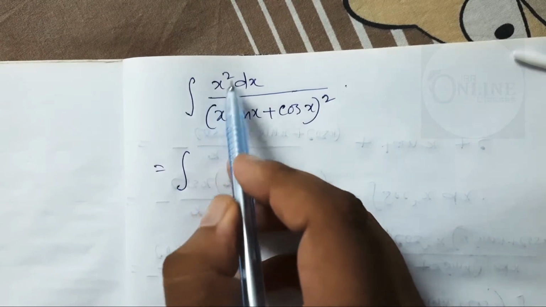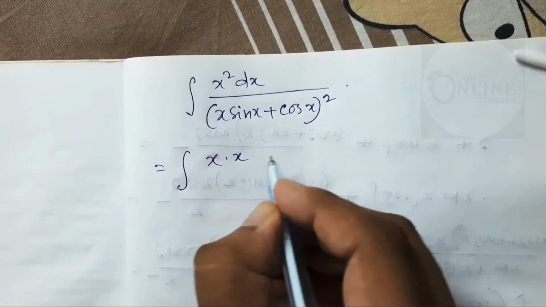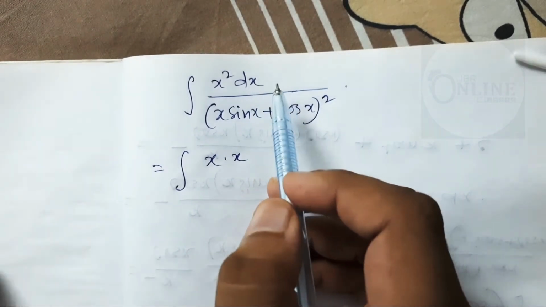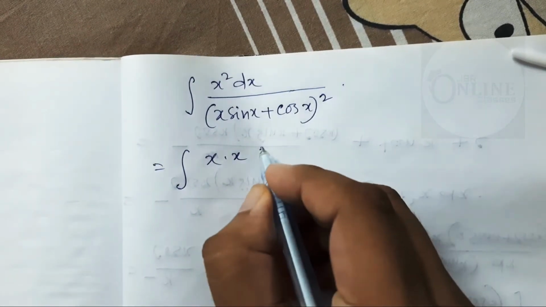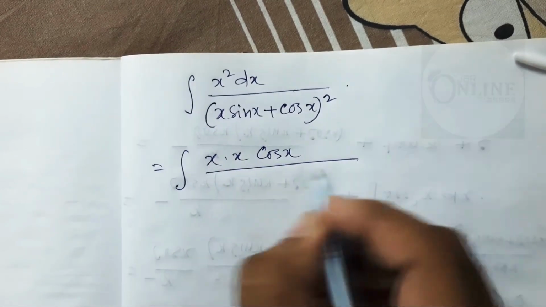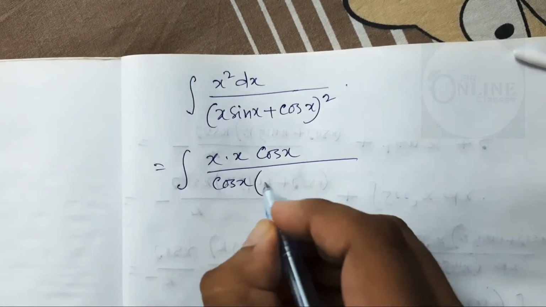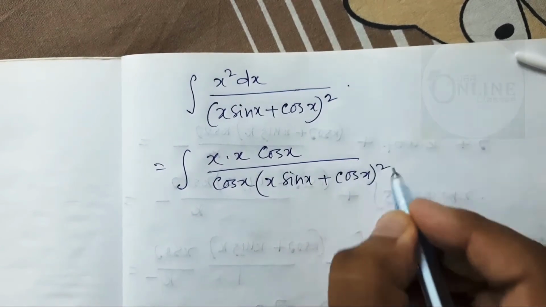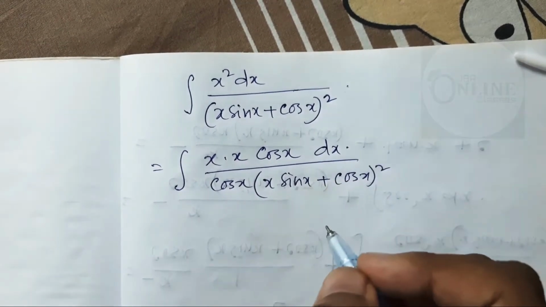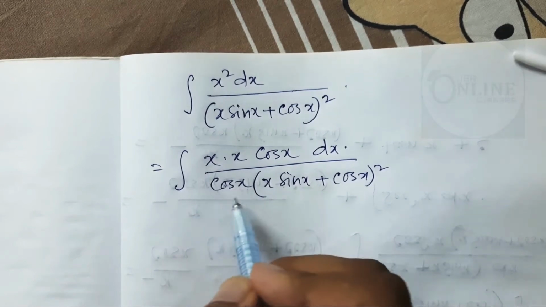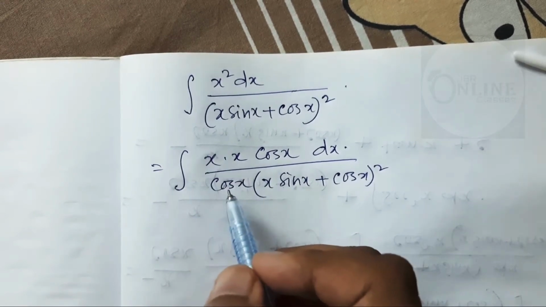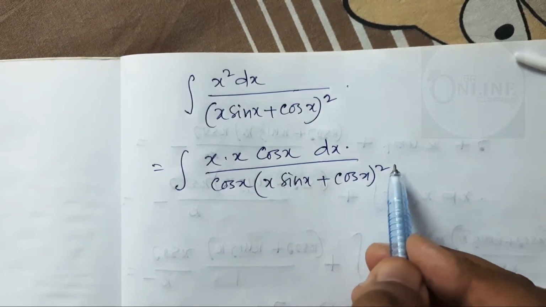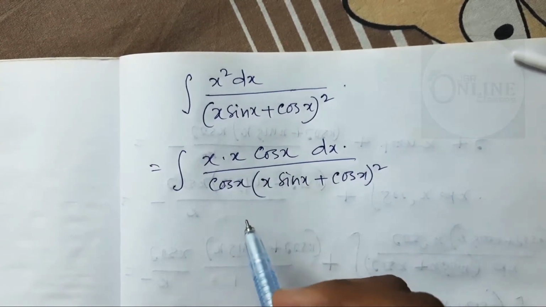I am writing this x square as x into x, and at the same time I am multiplying cos x in the numerator as well as in the denominator. So cos x by cos x into x sin x plus cos x whole square and dx is there. Now I am going to take x by cos x as the first function and x cos x by x sin x plus cos x whole square as the second function.